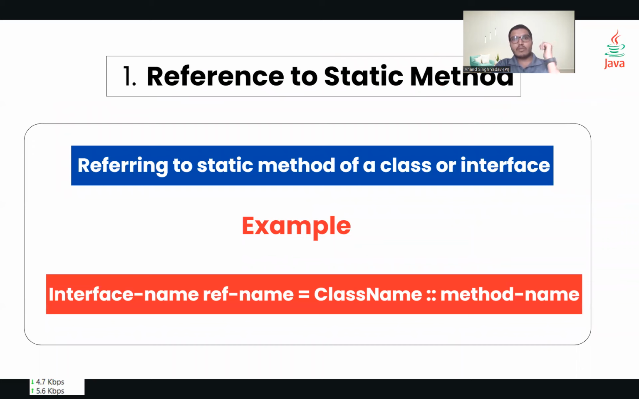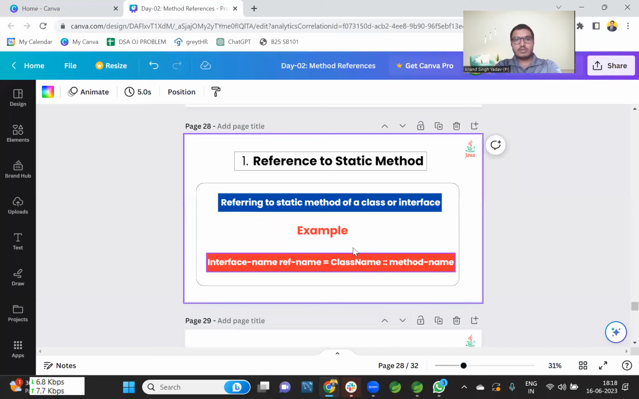If I first talk about reference to a static method, what it does is reference a static method of a class or an interface. Inside an interface, we can have a static method as well, right? So we can reference the static method of a class or interface. How do we reference it? First of all, we need to write the interface name, the reference variable name, then the class name, and then the method name.